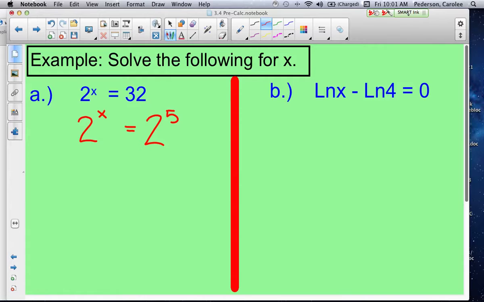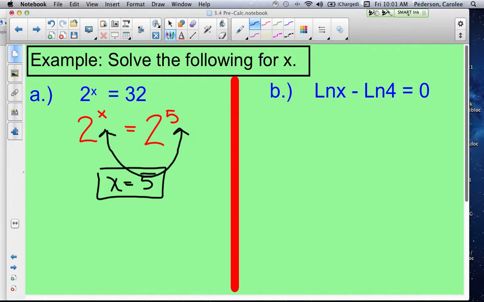So now I can use the one-to-one property. It says I have an exponential on both sides and they're both a base of 2. That means then their powers must equal each other. So these two must equal each other. So you get a value of 5.